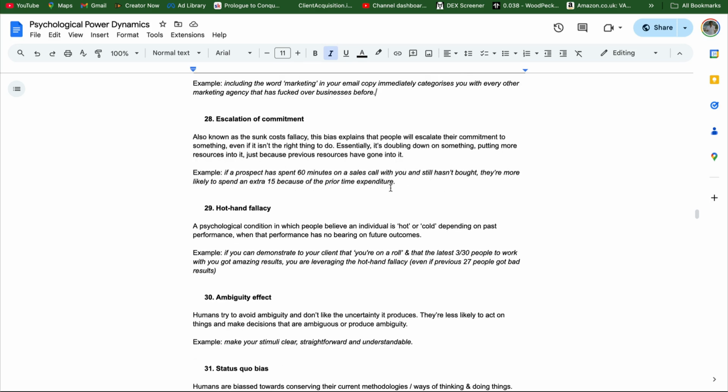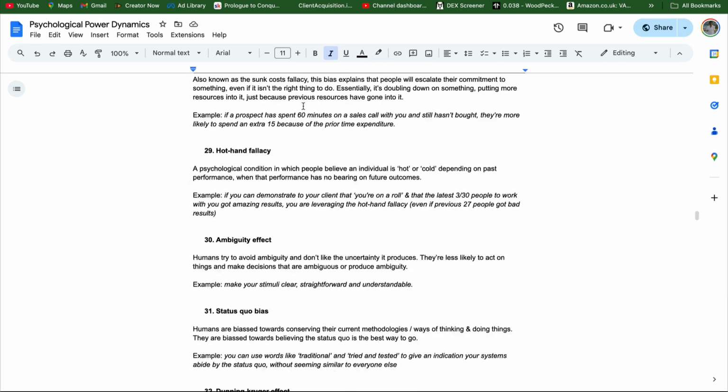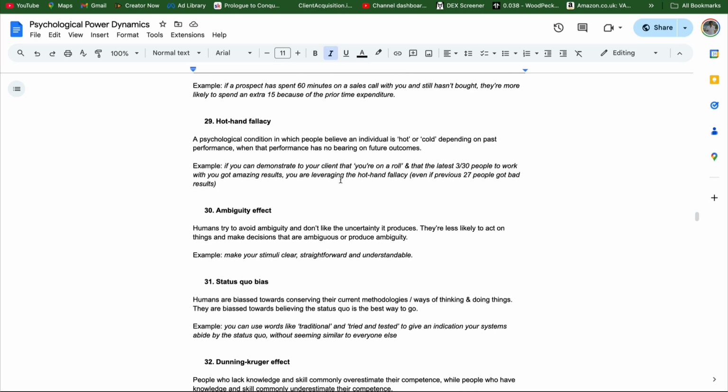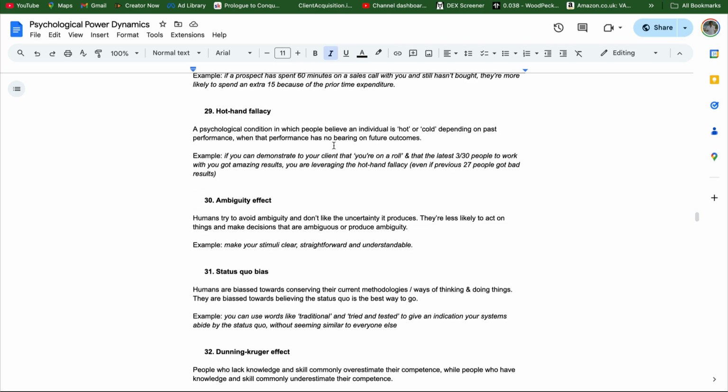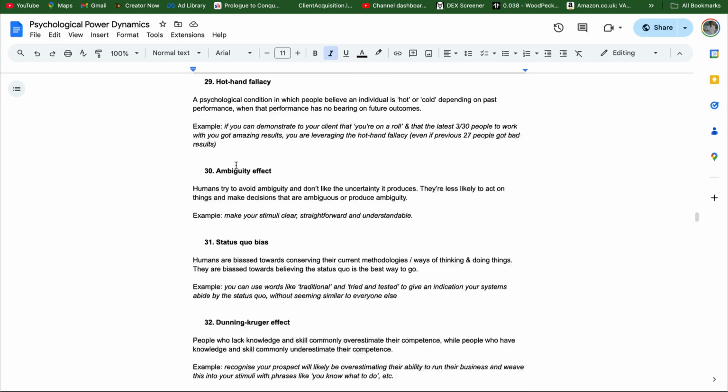If a prospect has spent 60 minutes on a sales call with you and still hasn't bought, they're more likely to spend an extra 15 because of the prior time expenditure. Hot hand fallacy, a psychological condition in which people believe an individual is hot or cold depending on past performance, when that performance has no bearing on future outcomes. Example, if you can demonstrate to your client that you're on a roll and the last 3 out of 30 people to work with you got amazing results, then you are leveraging the hot hand fallacy, even if previous 27 people got bad results, okay?